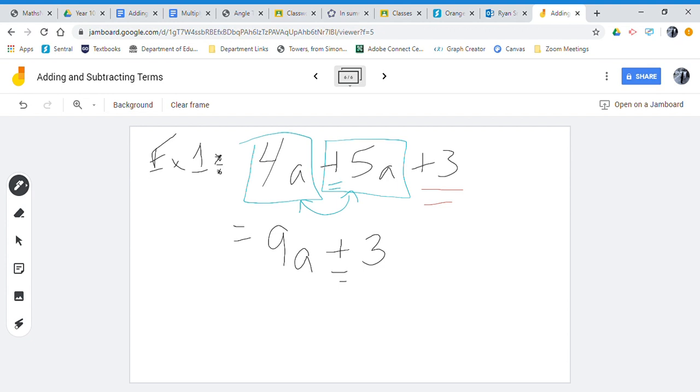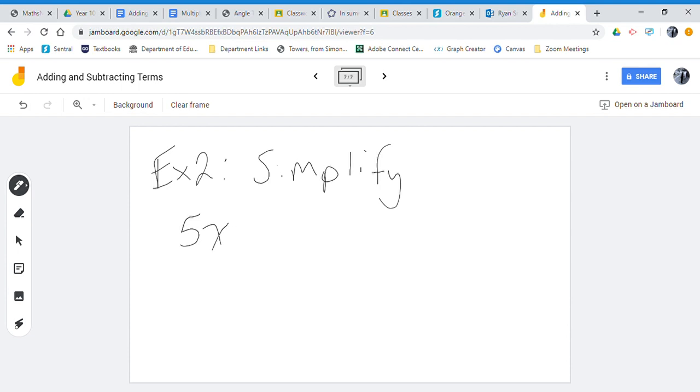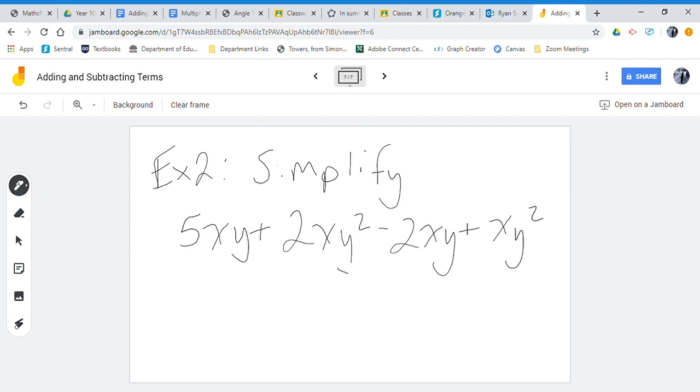All right, so let's try another. Example 2. I'd like you to simplify, and this one's going to get a little bit harder, okay? 5xy plus 2xy squared minus 2xy plus xy squared.